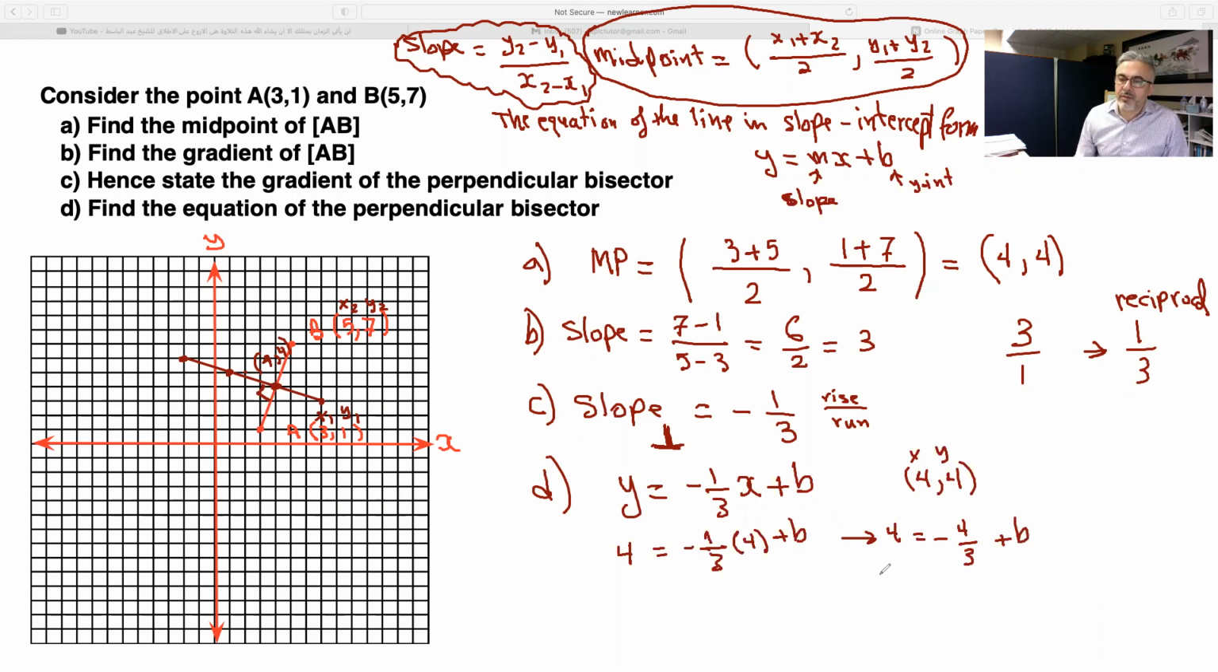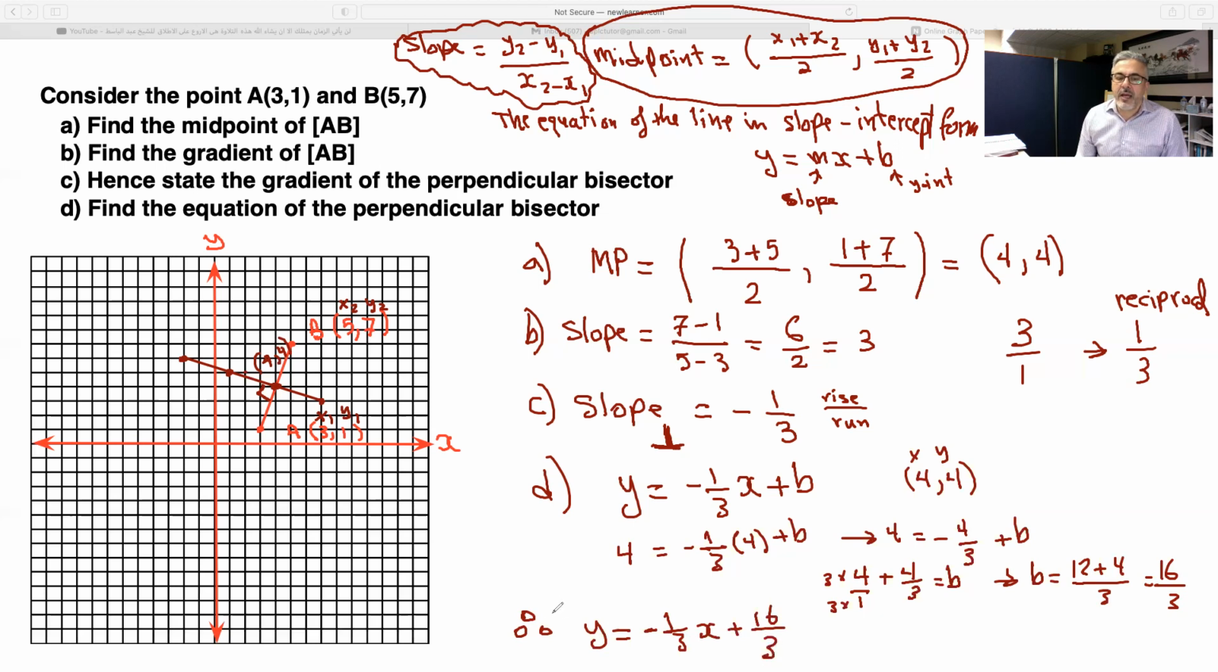Now, moving the 4/3 to the other side, when you move this to the other side, it changes: 4 plus 4/3 equals b. And therefore, this is over 1, and the common denominator is 3, so I'm going to multiply this by 3, this by 3, which gives me b equals 12 plus 4 all over 3, which is 16 over 3. And therefore, my equation of the perpendicular bisector will be y equals negative 1/3 x plus 16 over 3. And that is my final answer.